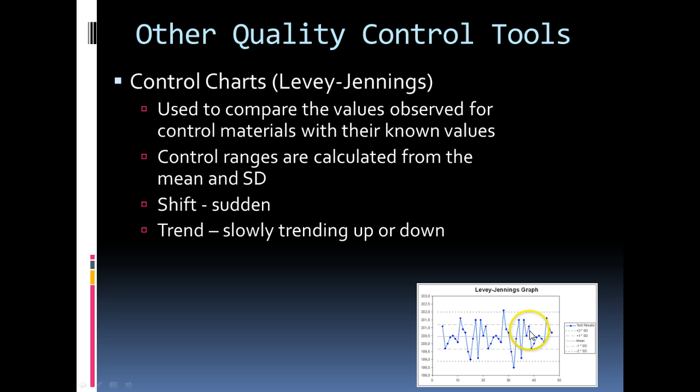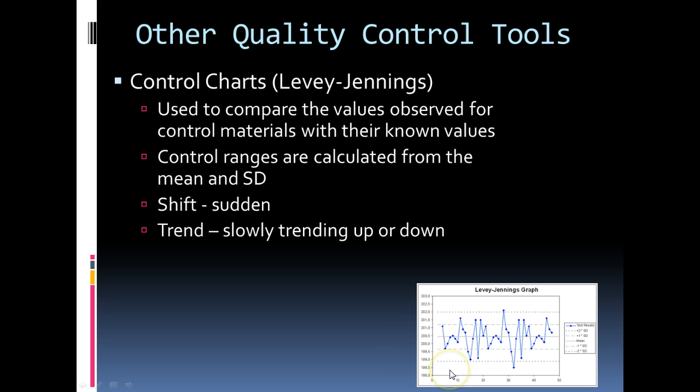Our control ranges are calculated from that mean and standard deviation. So in this case, it looks like the bottom would be 199 up to 202. That's minus 2 to plus 2 standard deviations, which would be our control range for this one.